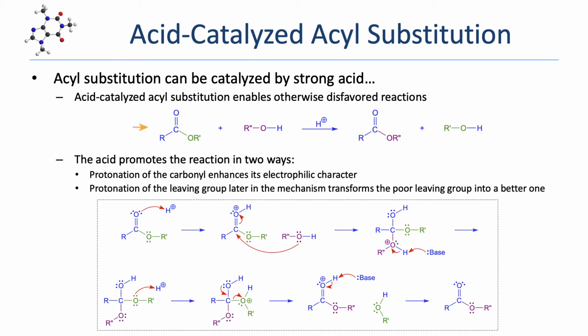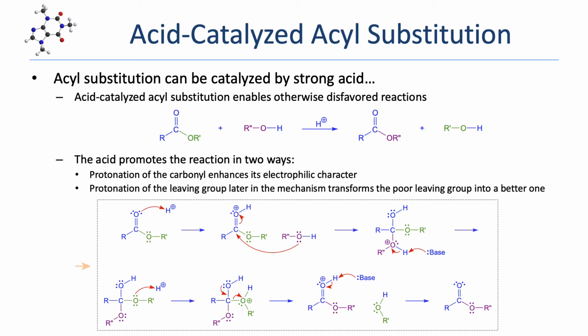In this general example, we see the green OR prime group displaced by the purple OR double prime group. As drawn, the green OR prime group could represent the OH of a carboxylic acid, the alkoxy group of an ester, or even the carboxylate of an acid anhydride. Keep in mind that the reaction works equally well for other leaving groups. The green oxygen could just as easily have been a nitrogen representing an amide.